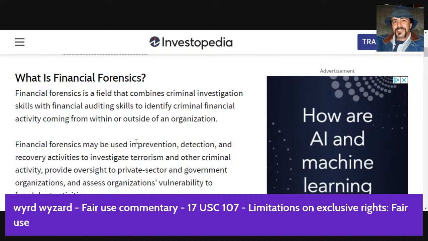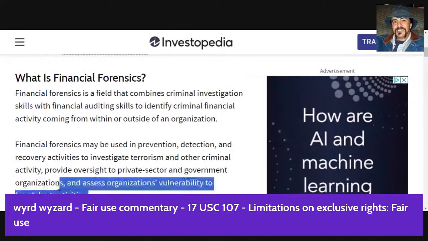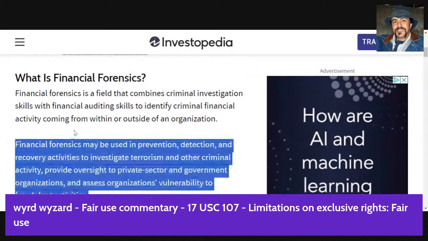Financial forensics may be used in prevention, detection, and recovery activities to investigate terrorism and other criminal activity, provide oversight to private sector and government organizations, and assess organizations' vulnerability to fraudulent activities. Have you assessed your vulnerability to fraudulent activities? Have you had somebody else assess them? I'm telling you myself, I've already made the assessment. I'm telling you what those assessments are.